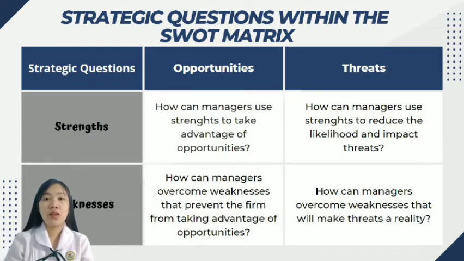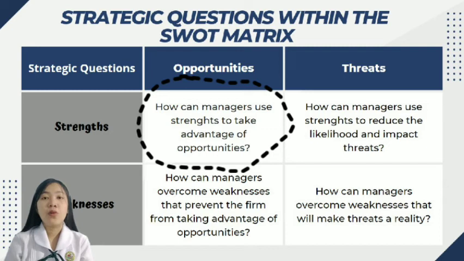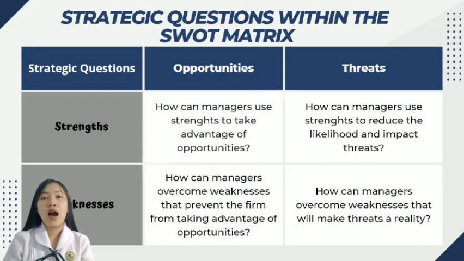Using the SWOT matrix, we can develop strategic alternatives for the firm using a four-step process. The first step is to focus on the strengths and opportunities quadrant. It is over here at the top left. We need to use an internal strength to create offensive alternatives in order to take advantage of an external opportunity. When we say offensive, we need to be aggressive toward the opportunities using our strengths. So the question here is, how can managers use strengths to take advantage of the opportunities?